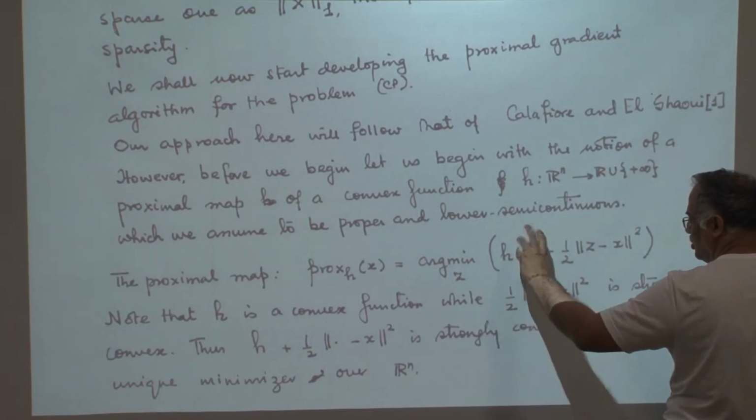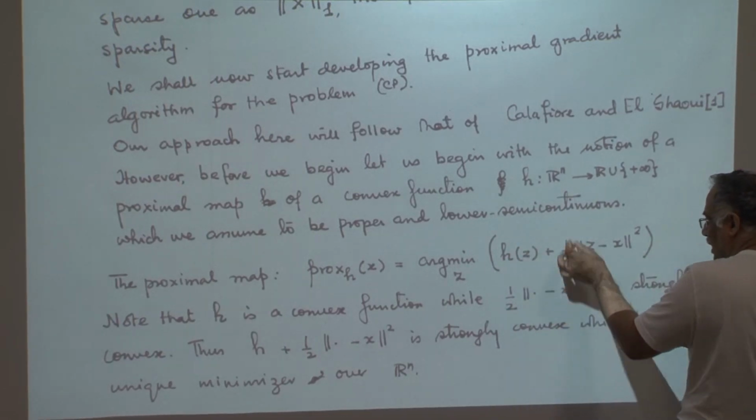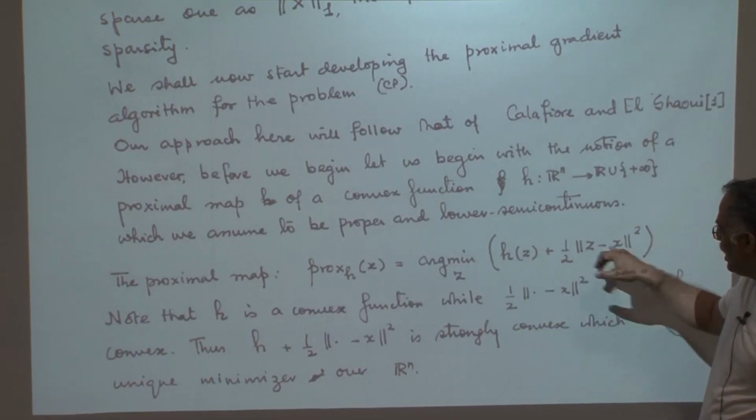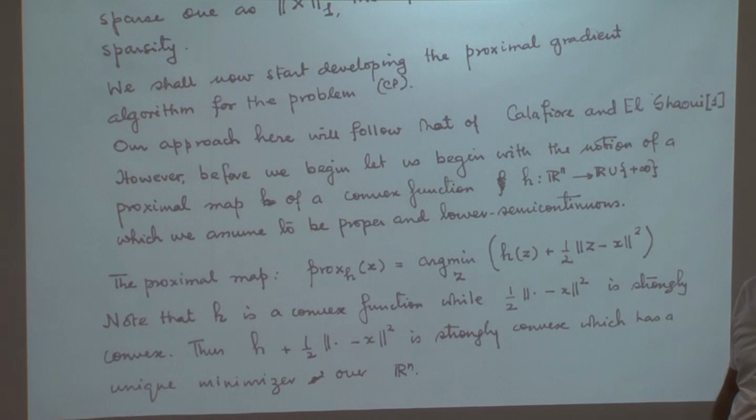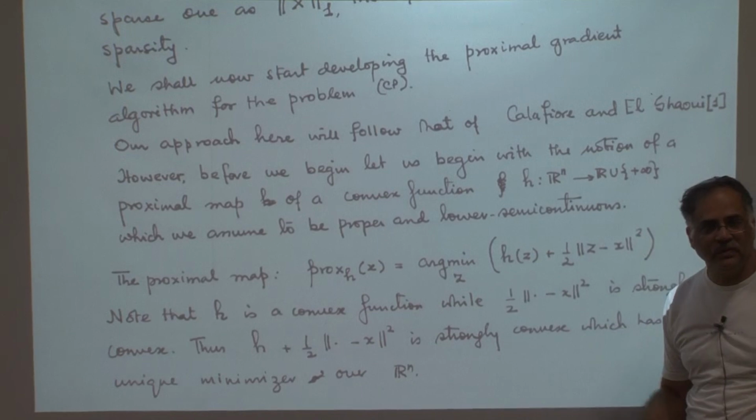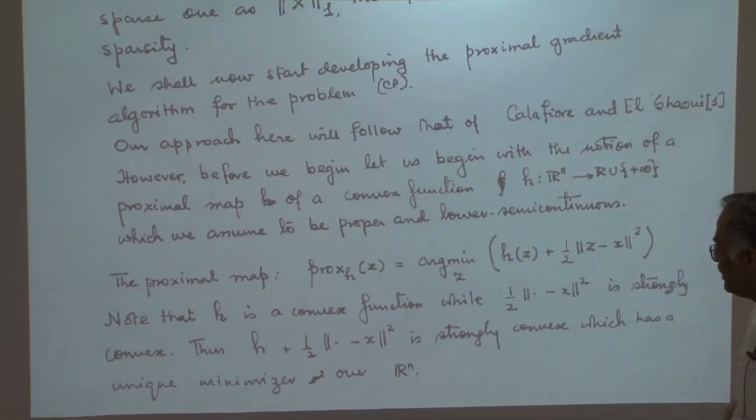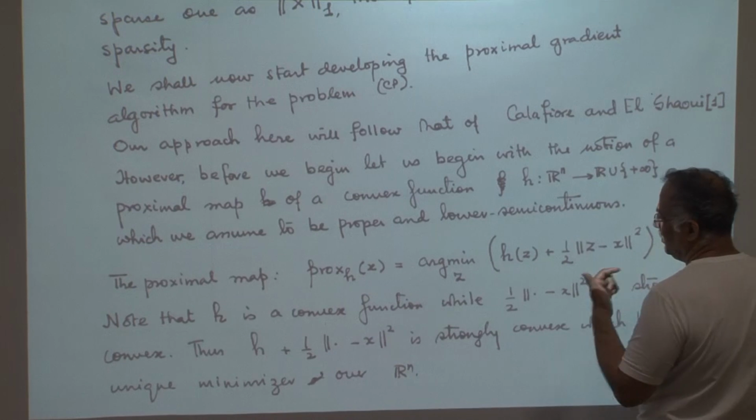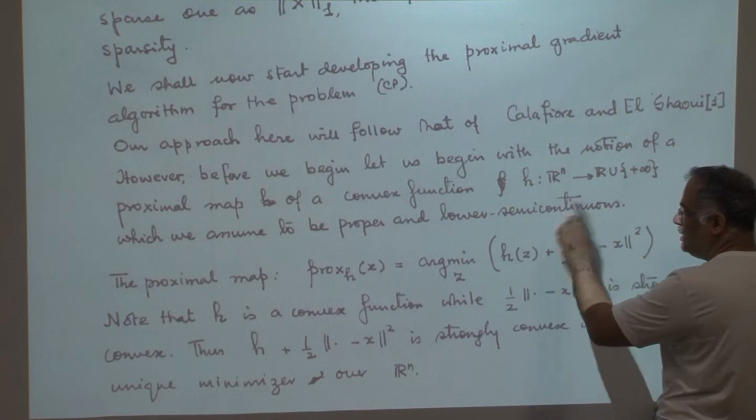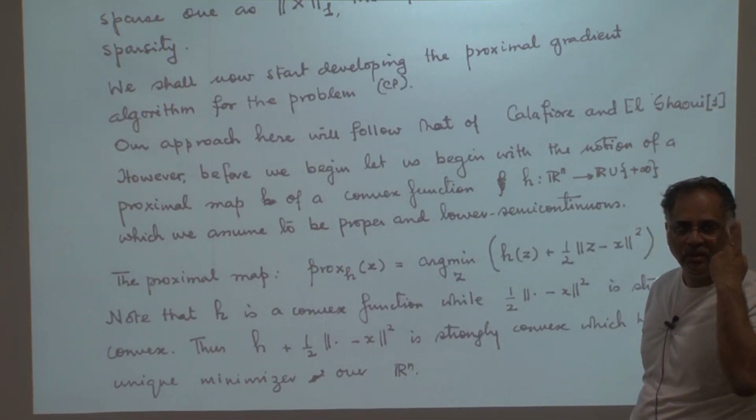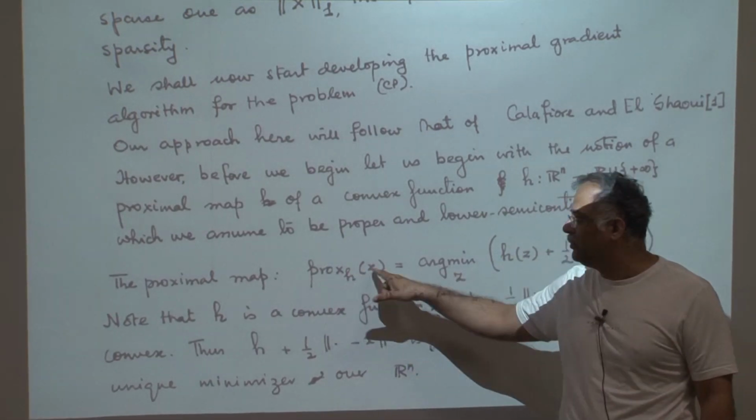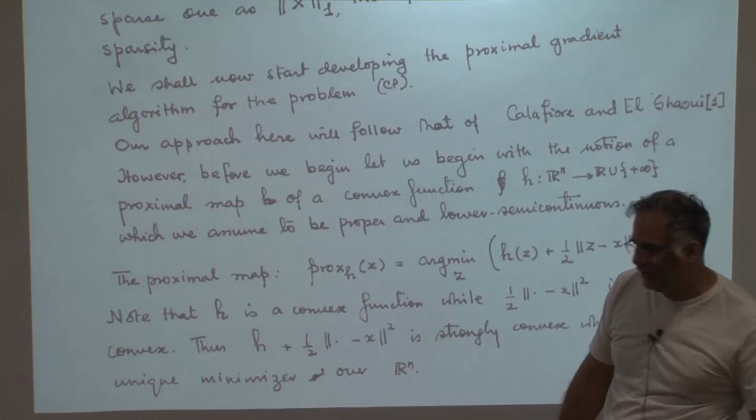you construct a new function h(z) plus half norm z minus x squared, where x is a fixed number. Now, h(z) is convex, but the square of the norm is a strongly convex function. And if you add a strongly convex function to a convex function, you get a strongly convex function. So, it does not matter, whatever be your x, if you fix the x, this has a unique minimizer. So, that value of that minimizer is the value of this function, right.